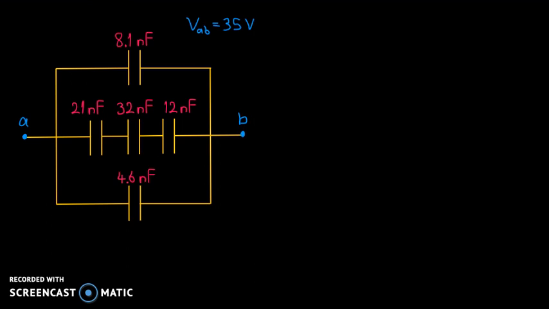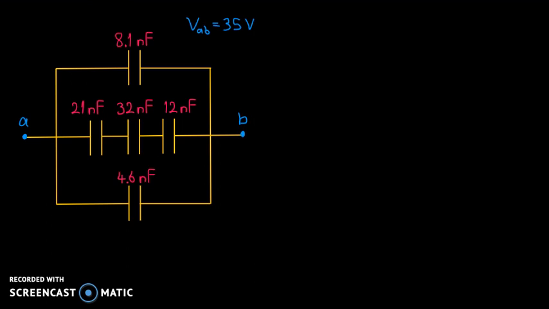Now, there are two different ways of connecting capacitors, the series connection and the parallel connection. And the question is, which one is this? Are these capacitors connected in series or in parallel, right? Because there's a different formula for each. Now, it turns out this is a combination of both parallel and series connections.